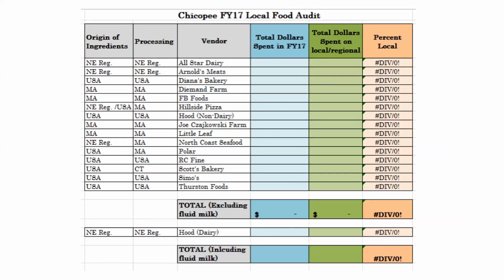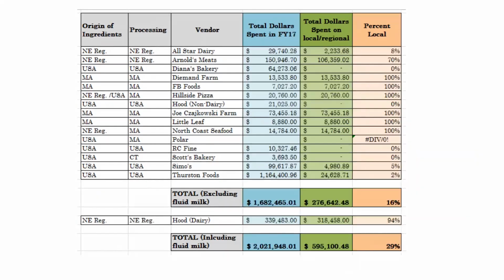It's a little blurry here, but this is a table that I developed in Excel, and I just pulled out some of the important information for myself. So the origin of the ingredients, where the product was processed, the vendor name, and the total that we spent with each distributor or vendor, and I parsed out how many total dollars were spent, and then I have a column here for percent local for each one. And so when I fill it out, it looks something like this. This gives me a lot of information.